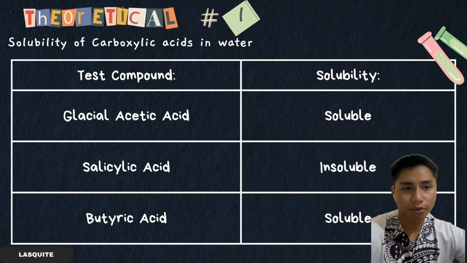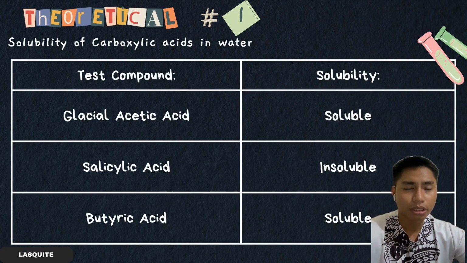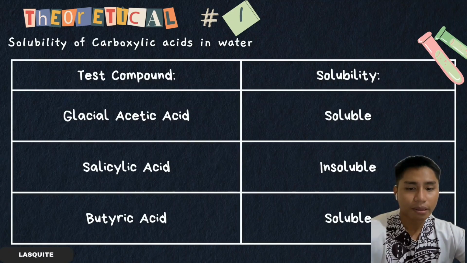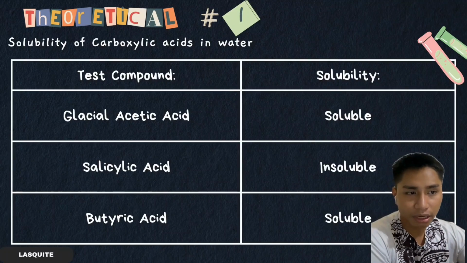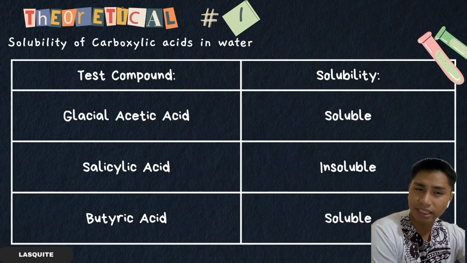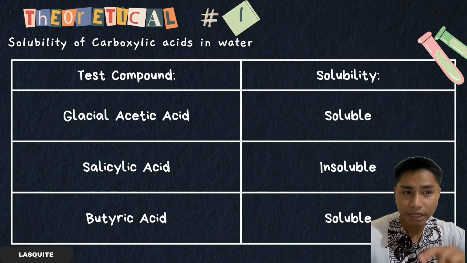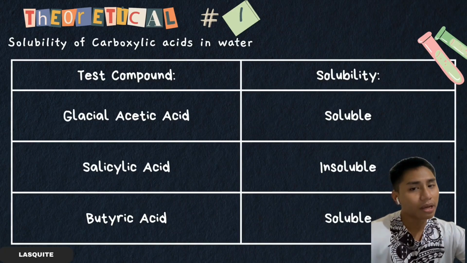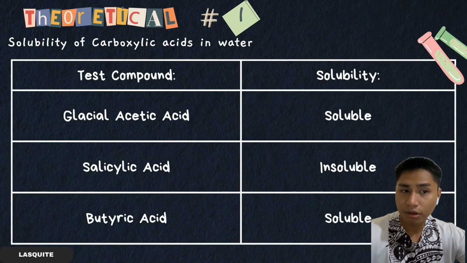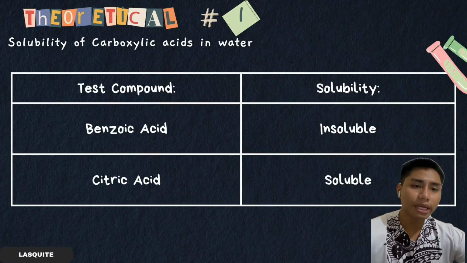So moving on to the third compound, which is the butyric acid, which showed solubility in water. Butyric acid has a longer carbon chain than acetic acid, which makes it less polar and reduces its solubility in water. However, it still has a carboxyl group capable of hydrogen bonding, making it moderately soluble, so it's still considered soluble in water.